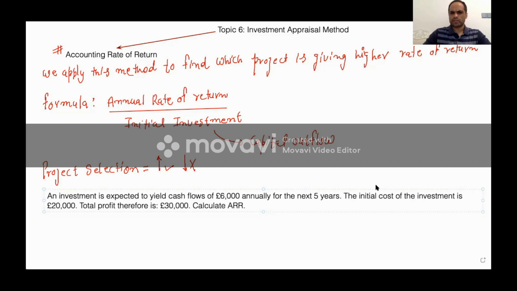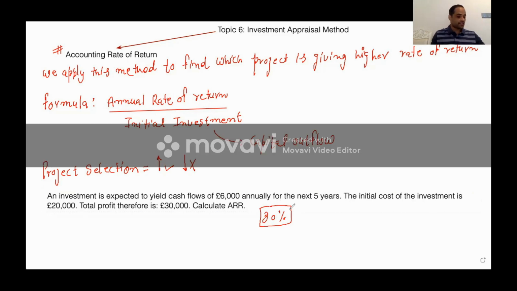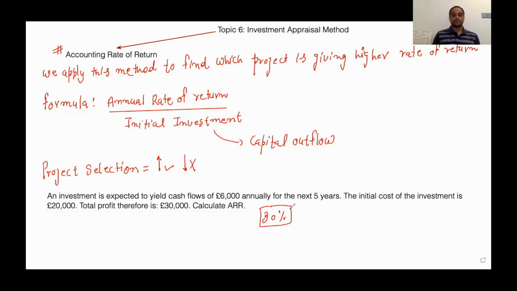20,000, what do you mean by 20,000? No. Answer is 30%, not 0.3. Obviously, this is the rate of return, so you have to multiply by 100. I hope you know these basic things that you cover in your maths. 30% is your ARR. So this means this project is giving you 30% return. That's the meaning of ARR here. I hope you get it.